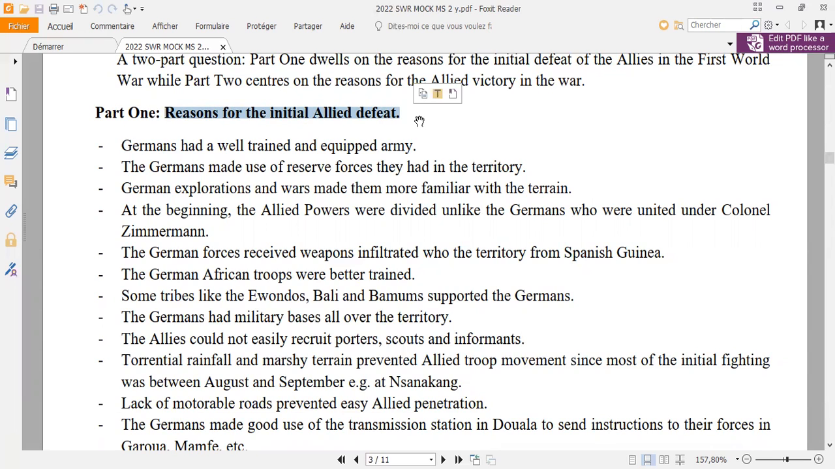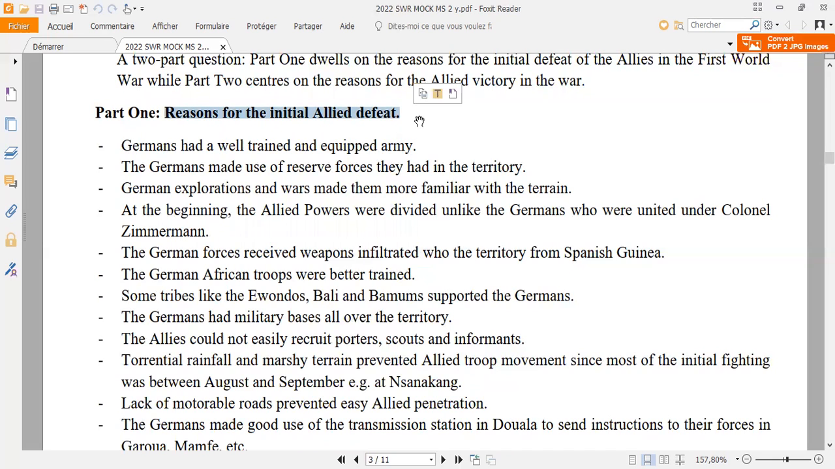Example, the Germans had a well-trained and equipped army. The Germans made use of reserve forces they had in the territory. German exploration and wars made them more familiar with the terrain. At the beginning, the Allied powers were divided, unlike the Germans who were united under Colonel Zimmermann. German forces received weapons and infantry from Spanish Guinea. The German African troops were better trained. Some tribes like the Ewondo, Bali, and Bamum supported the Germans. The Germans had military bases all over the territory. The Allies could not easily recruit porters, scouts, and informants.